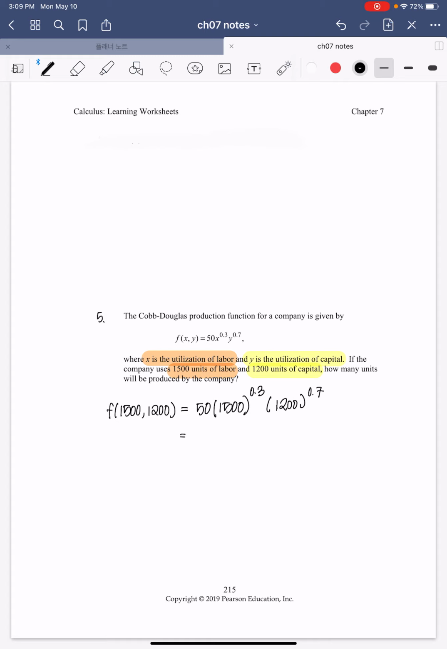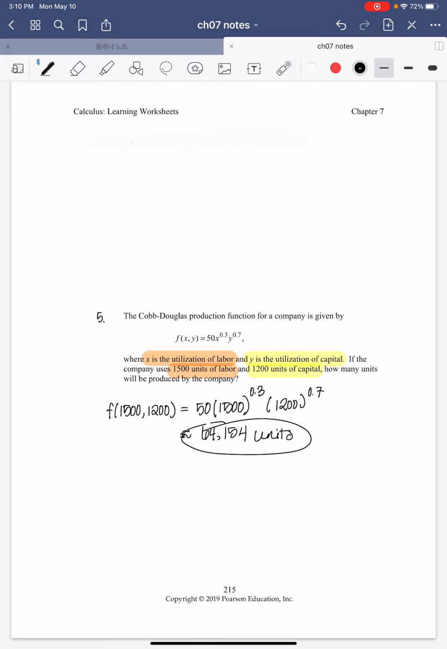So plug everything into a calculator, I get about 64,154 units. Okay. That's it for section 7.1.